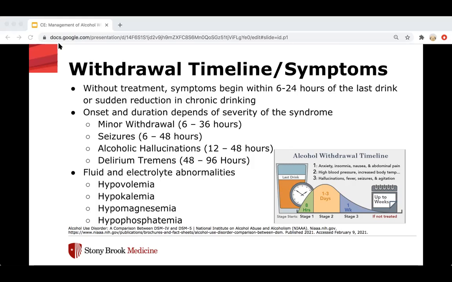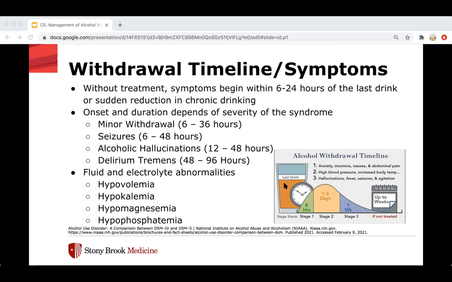Then the most severe symptom of alcohol withdrawal is delirium tremens. This occurs in 48 to 96 hours after that last drink. And it's where we have the delirium, the agitation, tachycardia, hypertension, fever, diaphoresis, and this can ultimately lead to a coma as well. These patients also, aside from the symptoms, will also present with fluid and electrolyte abnormalities.